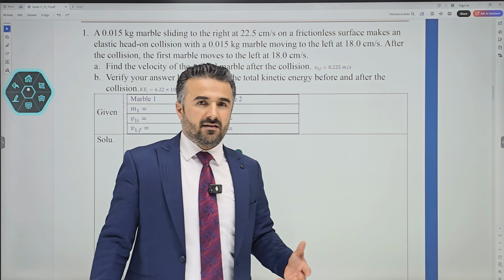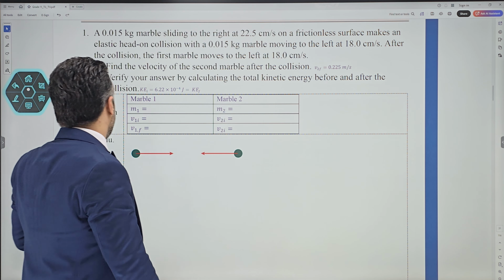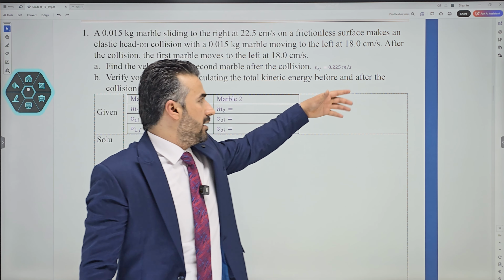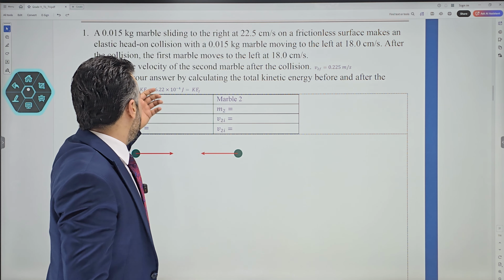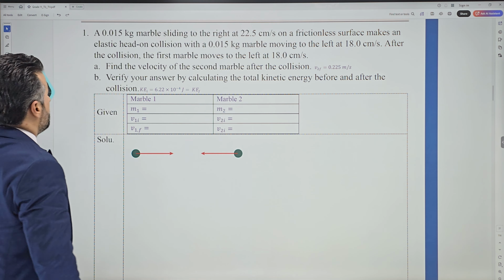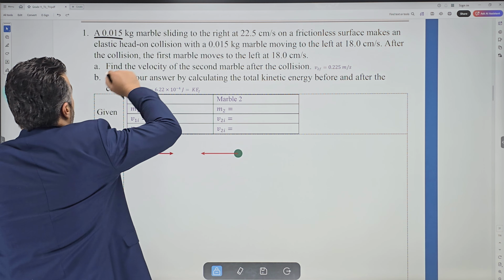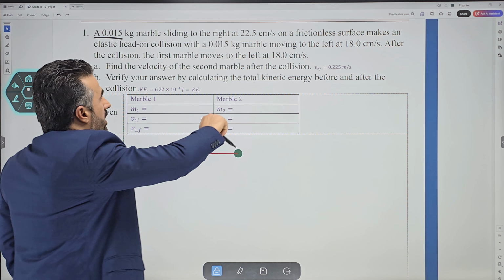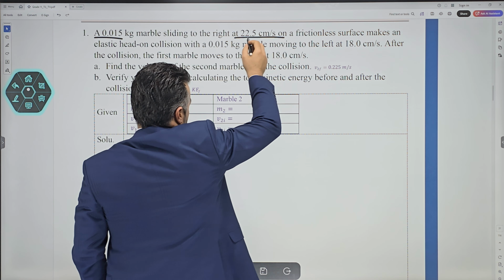It is exactly the same question, but there's one more part that is different here. It says verify your answer by calculating the total kinetic energy before and after, just to prove that the kinetic energy is conserved. We're going to do this, but before that, I need you to notice one thing here. It says a 0.015 kilogram marble is sliding to the right with this much centimeter per second.